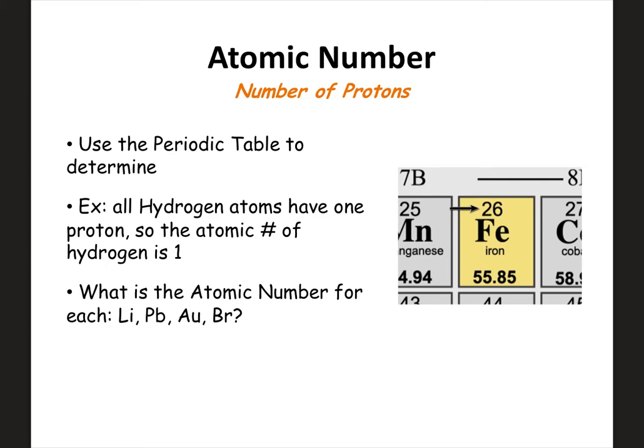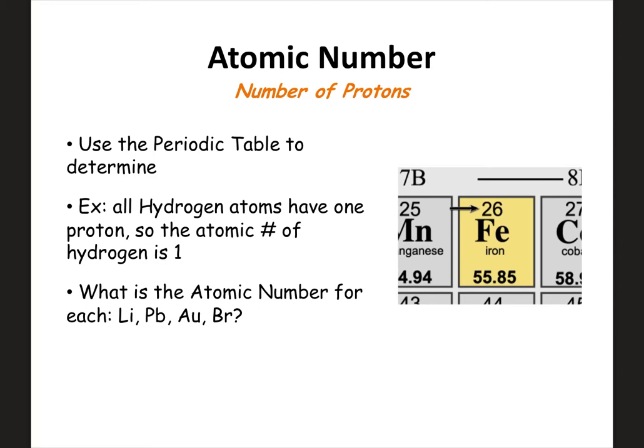If you look at this sample periodic table over here on the right, this is pretty much how your periodic table is set up. You have the symbol for the element and the number on top. That's the atomic number, or the number of protons. So now using your table, you should be able to look up the atomic number of any element. You don't have to memorize it, you just have to use the periodic table.